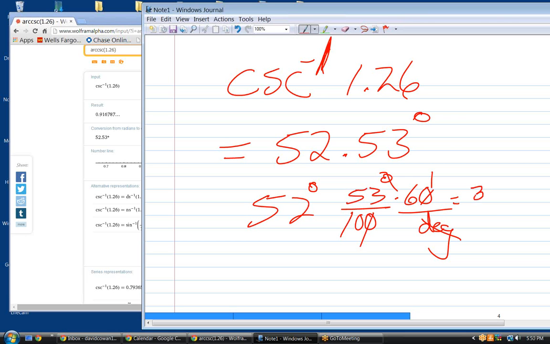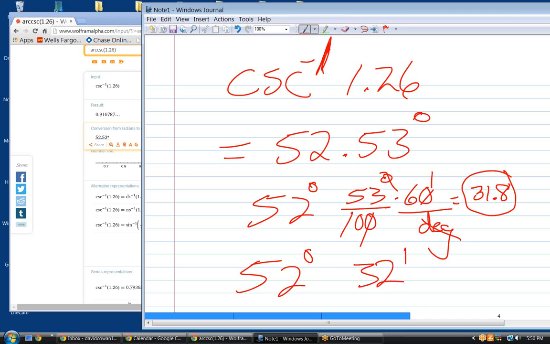31.8. Now, interestingly enough, Wolfram Alpha didn't give me the result in degrees out to enough places such that I could round this off to the nearest minute. Because they only gave me 52.53, I couldn't get it any more accurate than 31.8. Oh, that does allow me to round it off. That's 32 minutes. So the answer is 52 degrees, 32 minutes. Sorry, I got confused there for a moment.